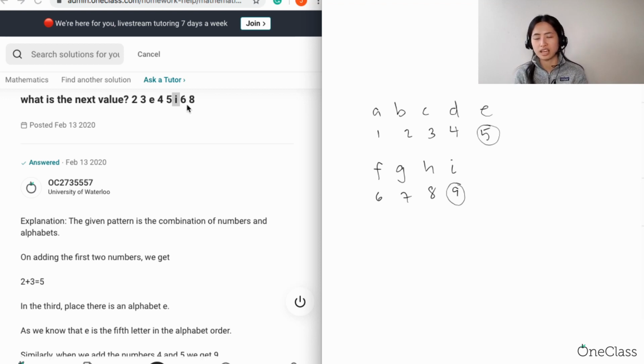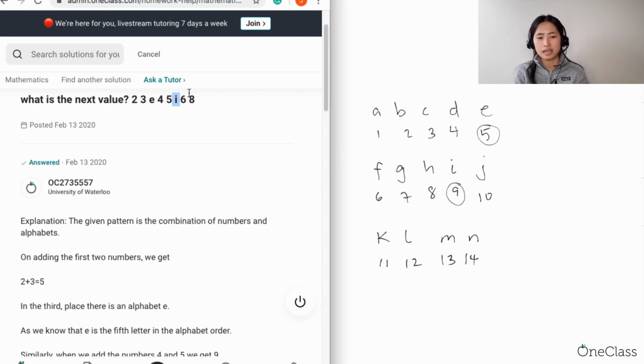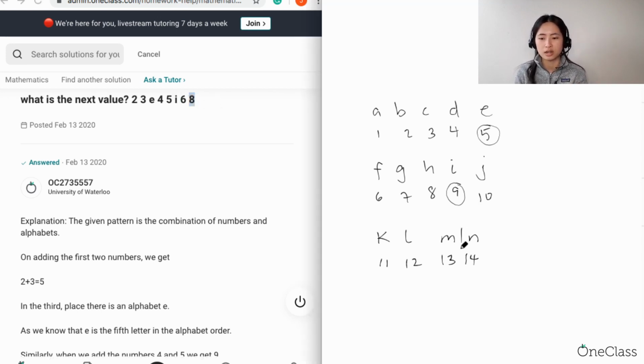Now, if you're taking 6 plus 8, that equals 14, so you're going to look for the 14th letter of the alphabet. F, G, H, I, J, then K, L, because we know that J is the 10th, so this is the 11th, 12th, 13th, 14th. So you actually stop at the 14th letter: K, L, M, N. So you're expecting that the next one that follows 8 would be N, because 6 plus 8 is 14, and the 14th letter of the alphabet is N.